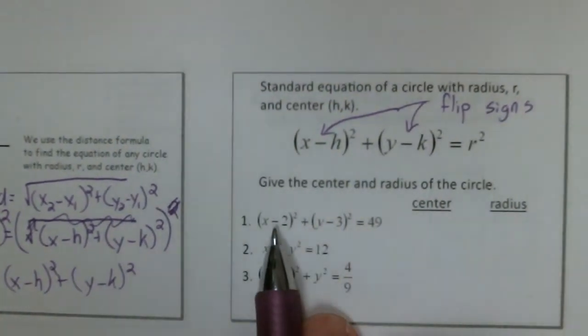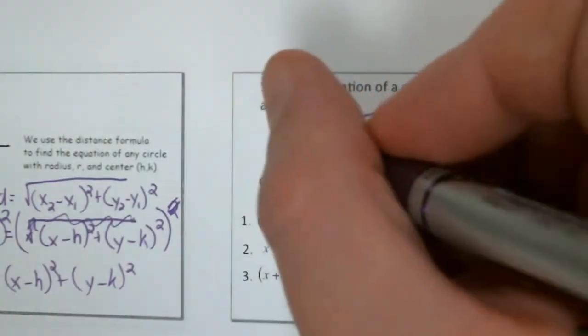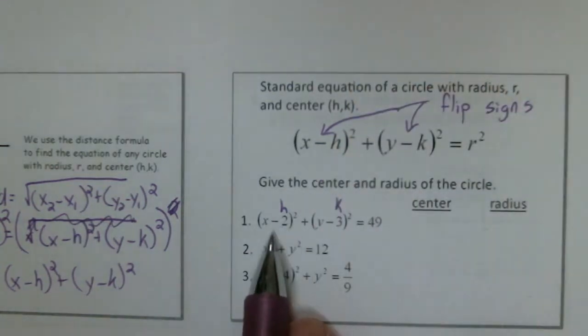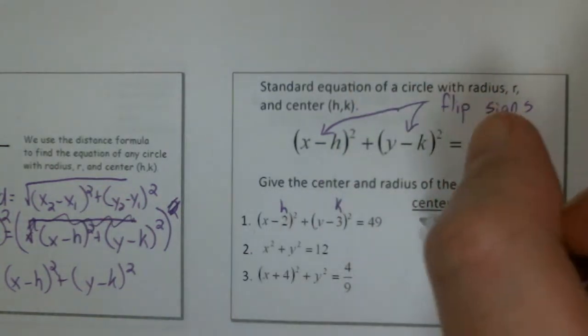Okay, here we go. (x minus 2) squared, this is going to be my h, and the 3 is going to be my k. But we have to flip the sign. That's a -2, so I'm going to flip it.